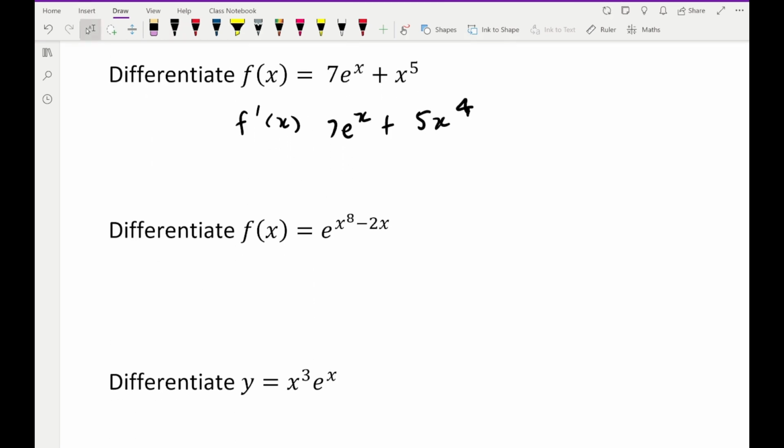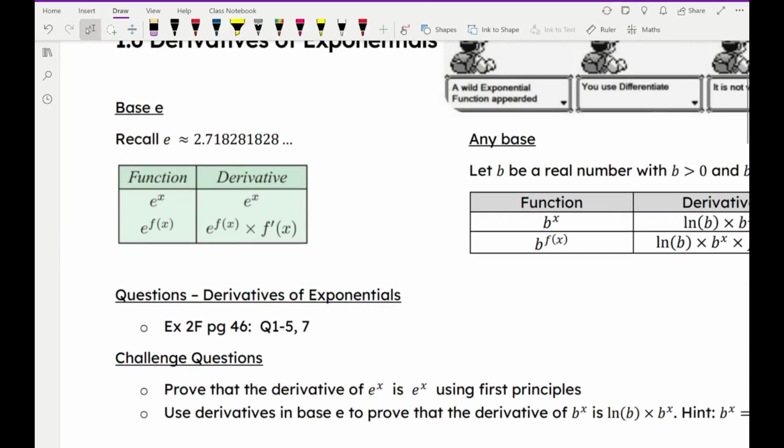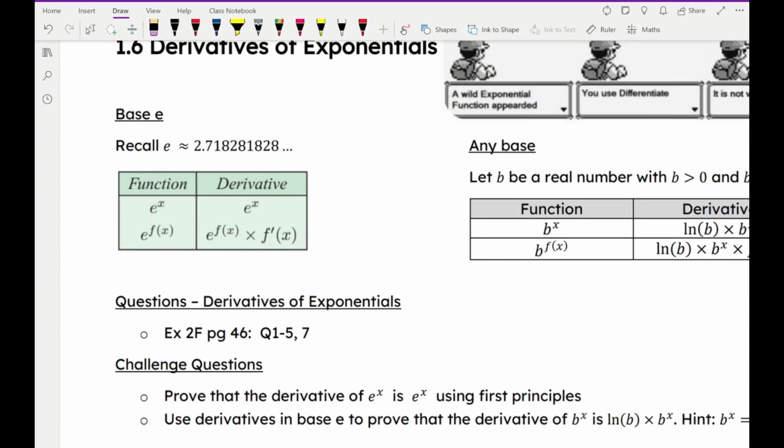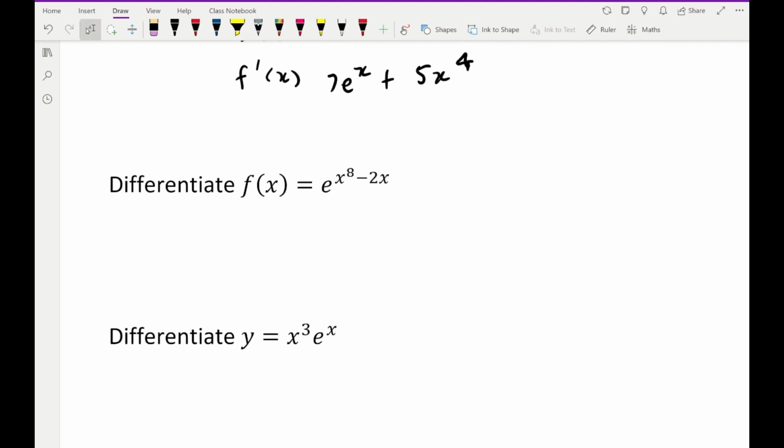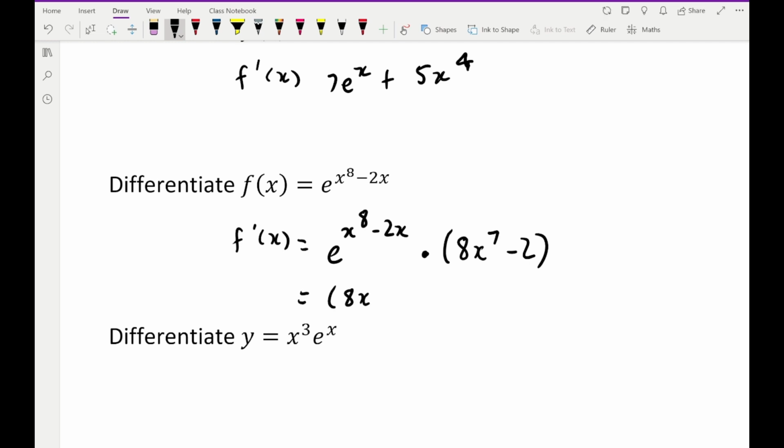Next one. So this next one is going to be our first application of this rule down the bottom here. So basically what happens with these is you're still going to get e to the power of all the same stuff. x to the 8 take 2x. That doesn't change at all. The only thing interesting that happens is you start timesing by the baby. So that's the derivative of the stuff up here. 8x to the 7, take 2. Done. And you'll quite often see people write it out the front. So 8x to the 7, take 2, times e to the power of x to the 8, take 2x. Just a notation thing.